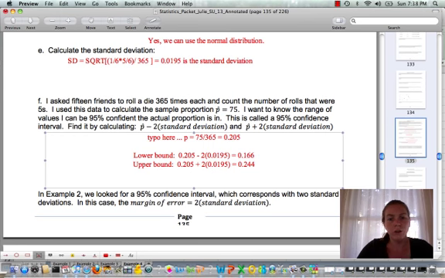So we can construct a 95% confidence interval from our lower bound 0.166 to our upper bound 0.244. And we write it in this interval notation with the parentheses. So this means that we're 95% confident that if you run it 365 times, the actual proportion that you get will fall into this range.